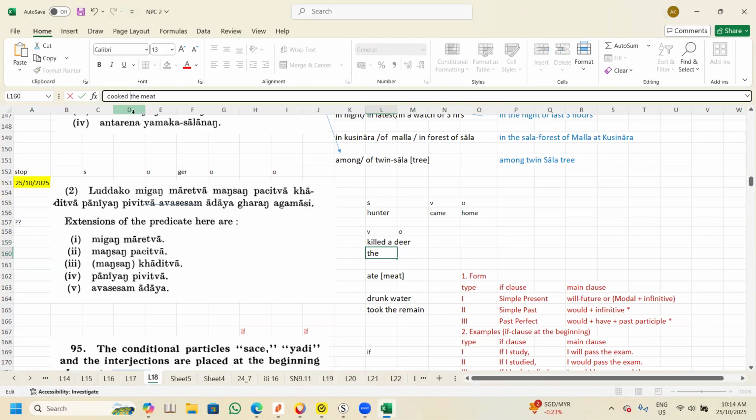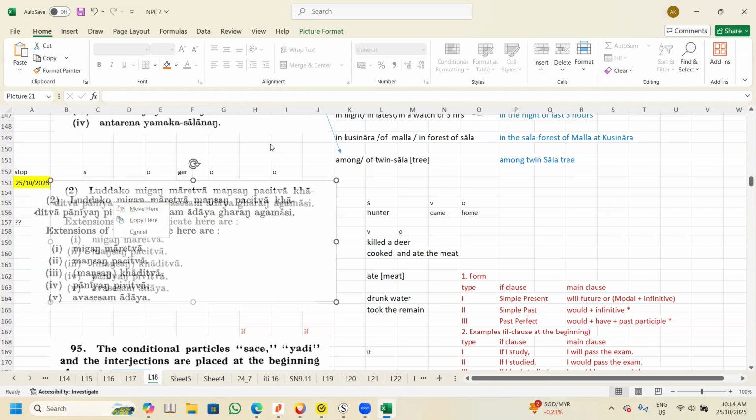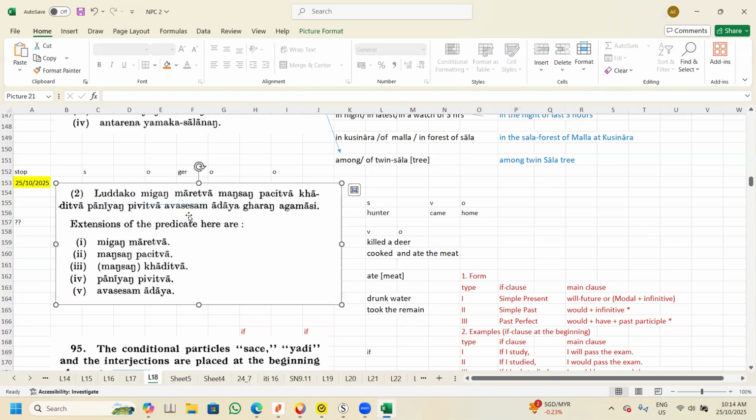Understand? And the meat. Can you see the two? There is no ca here. There is no ca here, but even though there is no ca, it is understood because it is the meat. Then the next thing he does is drink water, so the past tense is drank water. After he drank the water, what will happen?